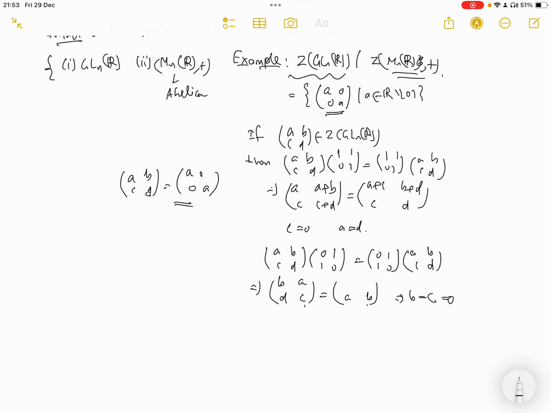So next time we'll talk more about normal subgroups in detail, and we'll move on to group homomorphisms and what group isomorphisms are and so on. So yeah.